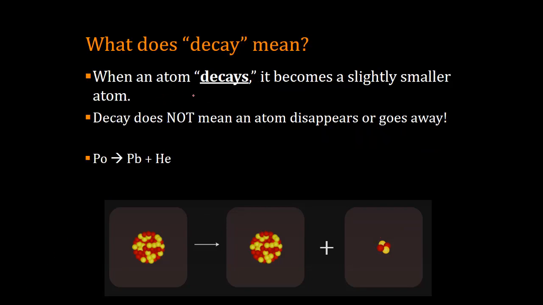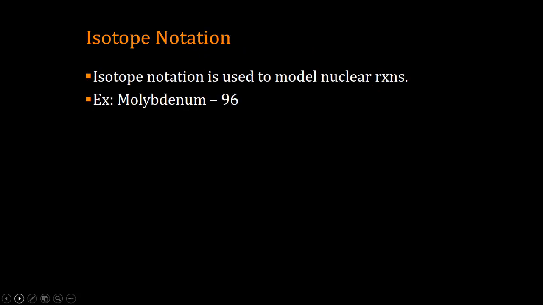Okay. So decay, it becomes slightly smaller. It does not mean it disappears or goes away. It just changes into something different if it gives away a particle or releases some mass as energy in the case of gamma decay, which we'll look at later.